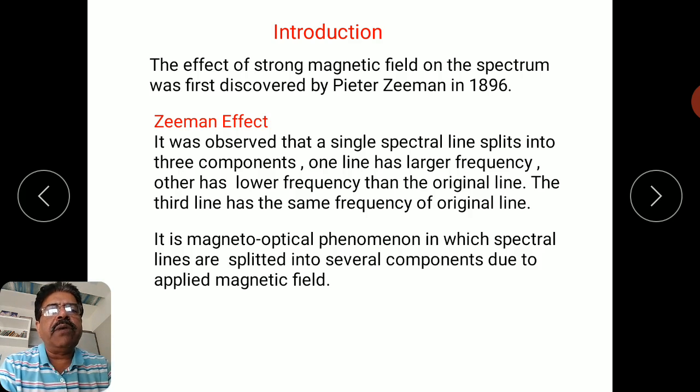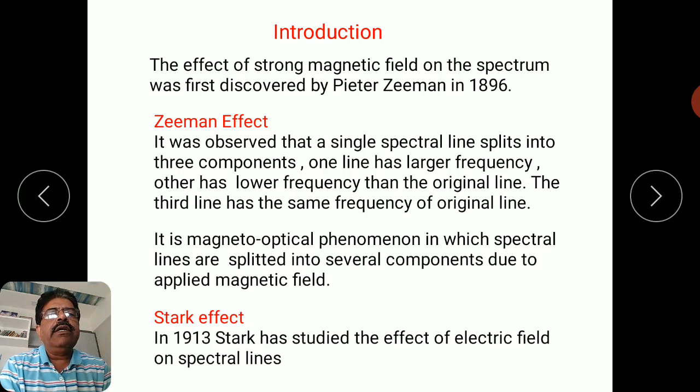Okay, so a similar effect was also studied by another scientist, Stark, and it is named the Stark effect. Just like a magnetic field can affect the spectra, the idea was that an electric field may have a certain kind of effect on the spectral lines, and it was first studied by Stark in 1913. So what is the Stark effect? It is the effect of an electric field on spectral lines.